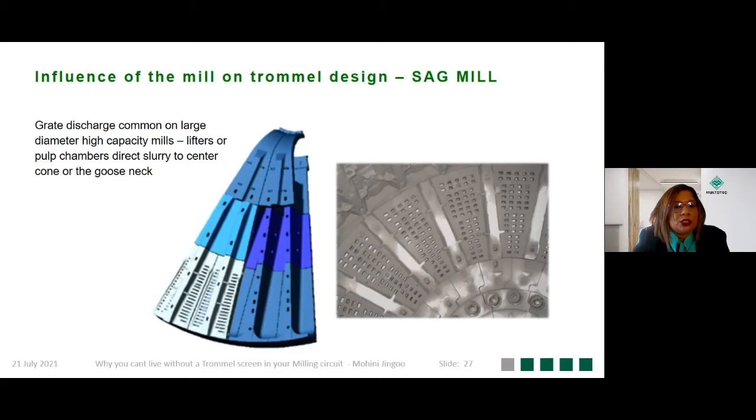This grate discharge is common on large diameter, high capacity mills, where lifters and pulp chambers direct slurry to the center cone or the gooseneck. This is basically telling you about the turbulent flow and the effect that it will have on the trommel efficiency. More on the mill liners will be covered by my colleagues.